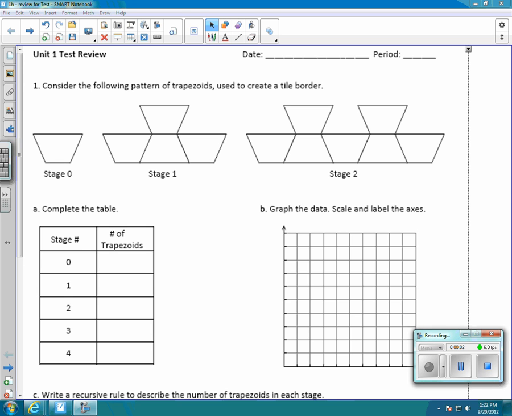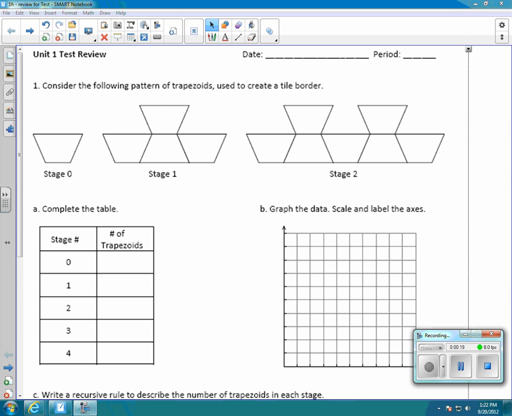Okay, so here's the Unit 1 test review. And this is all about patterns, and after this chapter we'll be moving on to some more algebra. But right now we are working on what we have been doing since the beginning of the year. So in front of us we see a pattern of trapezoids, and they're creating a tile border.